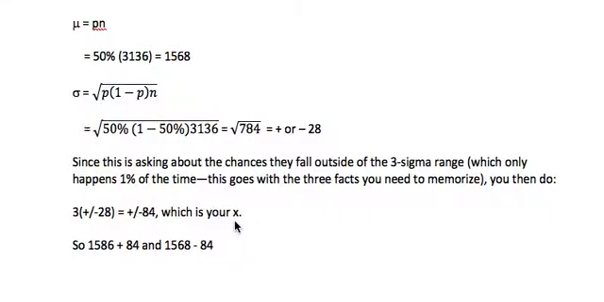So the chances that you find there's only a 1% probability that they fall outside this range will be 1568 plus 84. That's one upper end of the region, and then 1568 minus 84. The 1568, again, is your mu. And the 3 sigma is 84 plus or 84 minus. The plus or minus comes from the square root. And that's the solution to the problem.